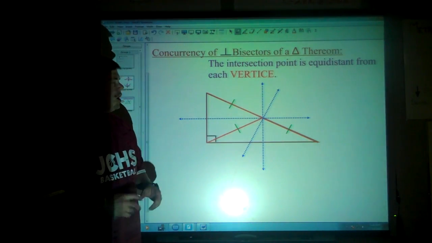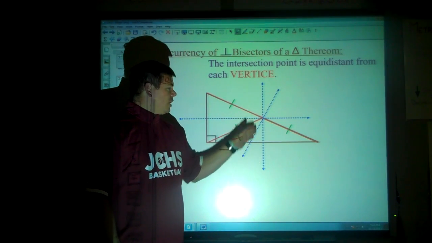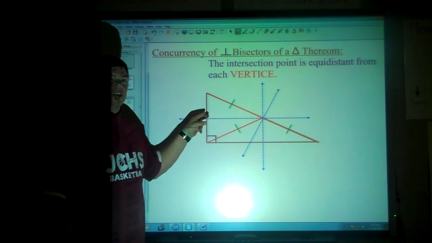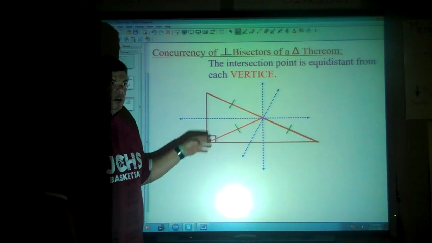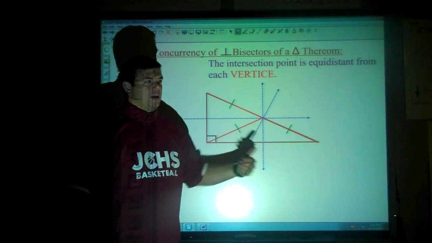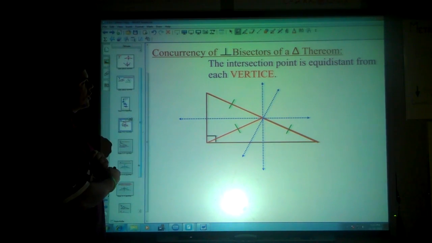So think for a moment. Perpendicular bisectors cut sides in half. And when you cut the side in half, where they come together is going to be the same distance to all the angles. Cutting the sides in half makes me get equidistant to the angles, is another way you can maybe try to remember that. So that's our point of concurrencies when we deal with perpendicular bisectors.